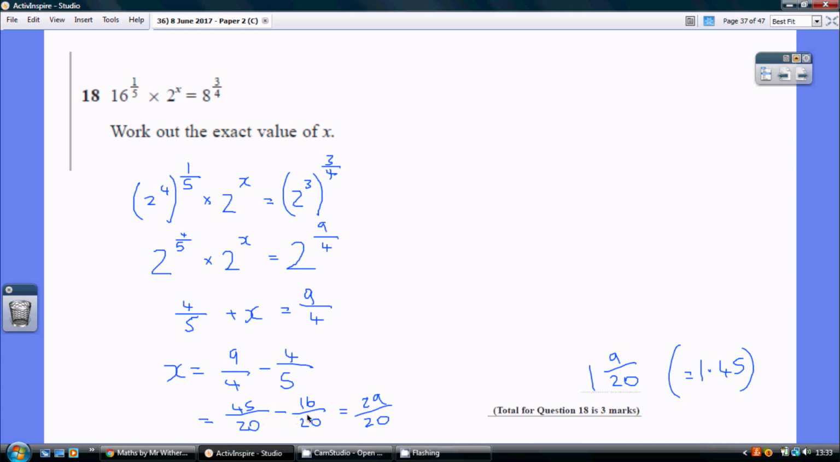Having the lowest common multiple, so basically a common denominator, multiply top and bottom of the first fraction by 5, multiply top and bottom of the second fraction by 4, we get 45/20 minus 16/20, 29/20, which is 1 and 9/20, or 1.45. Now obviously, because this is a calculator paper, at that point you could have just slotted this into your calculator, taking advantage of that fractions button, which is the third one down on the left hand side of your calculator.